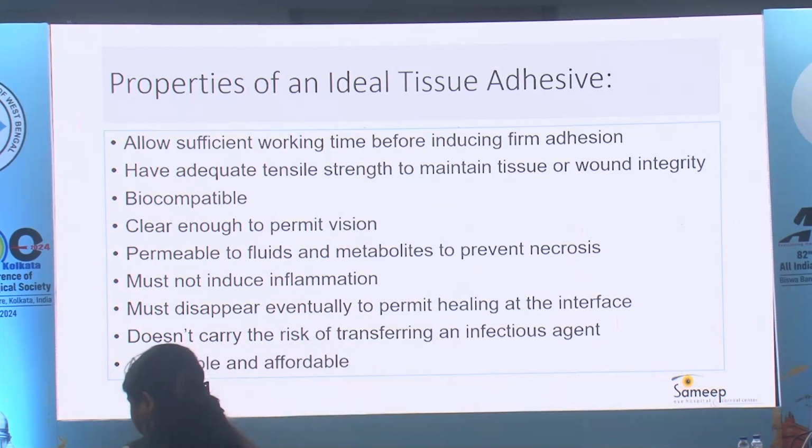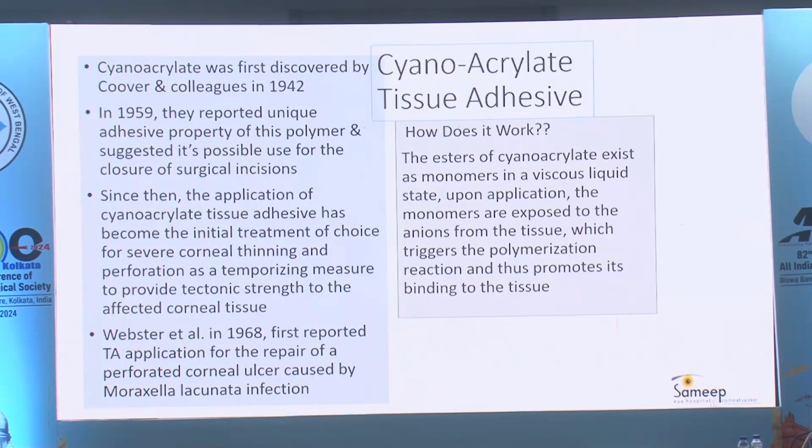So what should be the properties of an ideal tissue adhesive? It should allow sufficient working time before inducing a firm adhesion. It should have adequate tensile strength to maintain tissue or wound integrity. It should be biocompatible as well. It should be clear enough to permit vision, but at least cyanoacrylate is not clear enough. It should be permeable to fluids and metabolites to prevent necrosis, and it must not induce inflammation. It must disappear eventually to permit healing at the interface, and not carry the risk of transferring an infectious agent. It should be accessible and affordable.